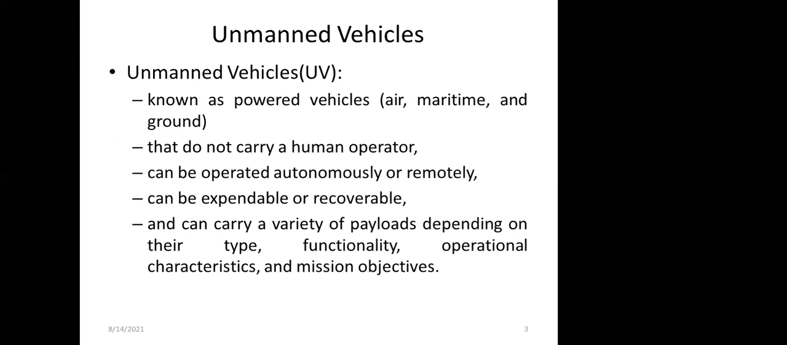And they are achieving also. Okay, that's the thing. Generally, unmanned vehicles are also known as powered vehicles. They can be in the air, maritime, or on the ground. And one more thing is, they do not carry a human operator. We know very well about that. And it can be operated autonomously or remotely. Okay, this one. So here only we need researchers.